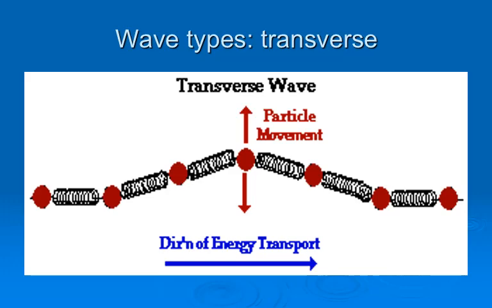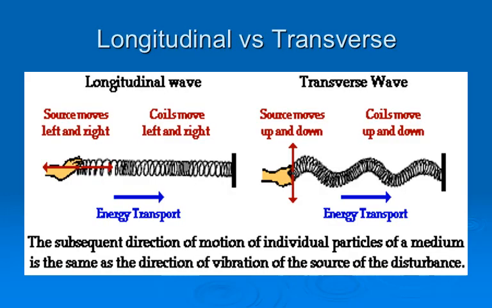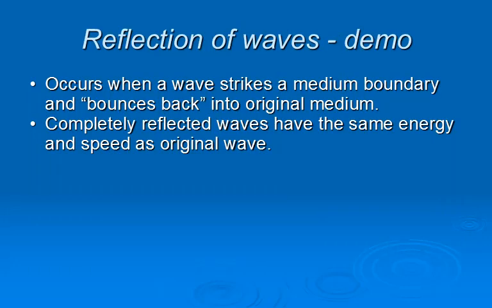Here's a good visual of a transverse wave, where the movement of the particle is up and down, and the energy, or the wave, is going from left to right. Longitudinal wave, the movement is back and forth with the energy, or the wave, going from left to right there. So again, another visual to continue forward here.